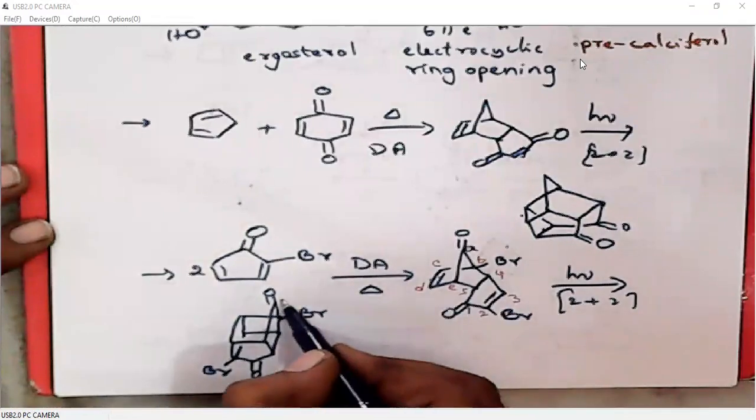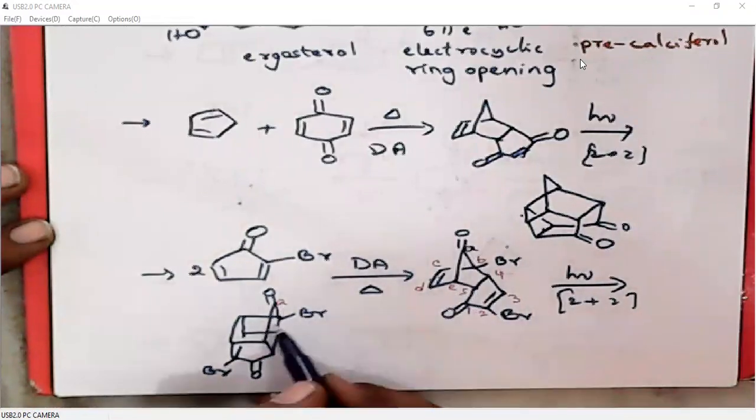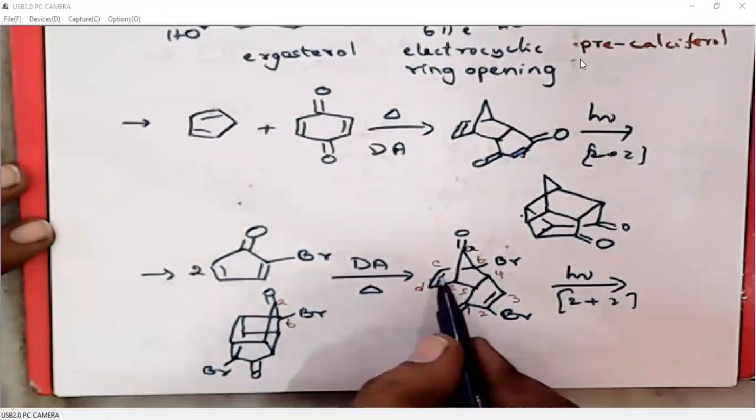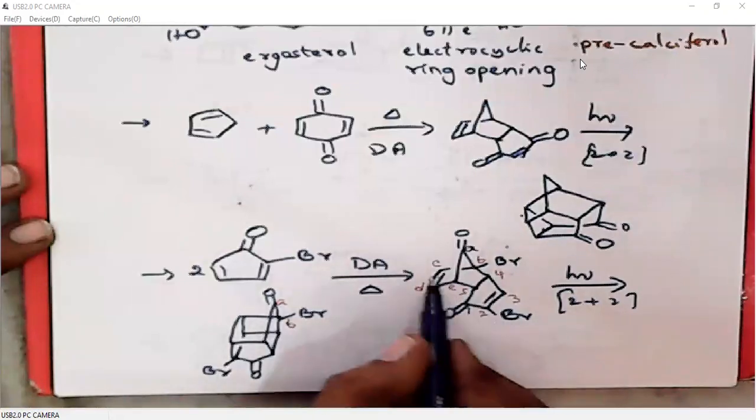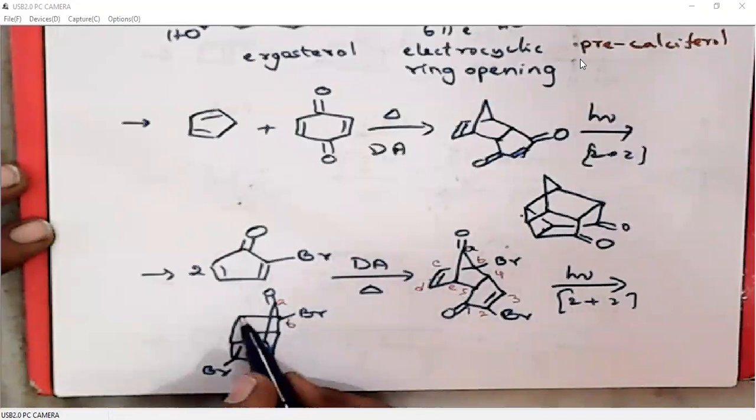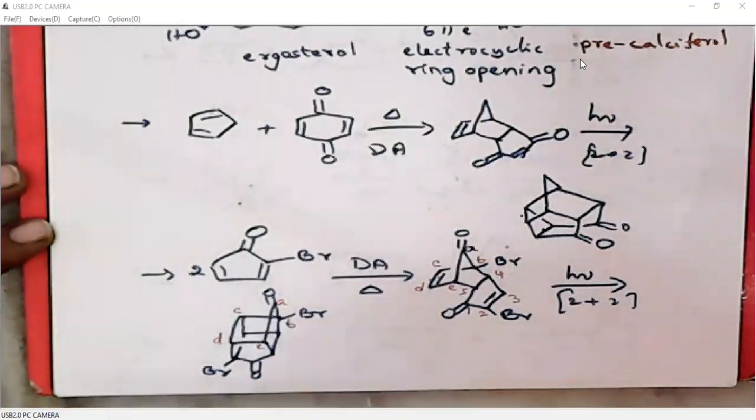This is the carbonyl A and bromine carbon B, and the double bond which is involved in 2+2. So when it is involved in 2+2, it must generate a 4-membered ring. See, this is the 4-membered ring. So this is C, D, and this carbon is E. Okay, so this is the 5-membered ring.